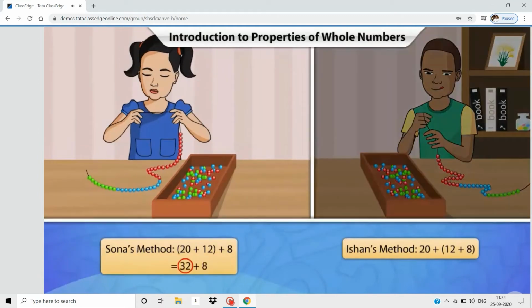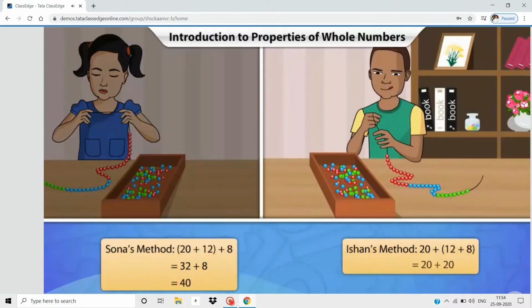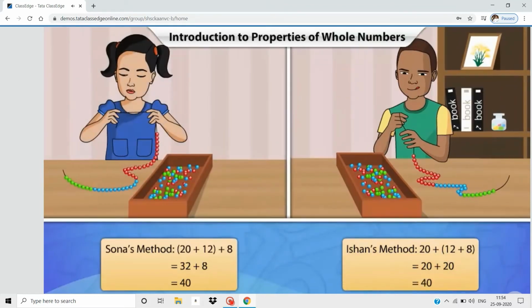Sona gets 32 on adding 20 and 12. Then adding 8 to the sum, that is 32, she gets 40. Ishan gets 20 on adding 12 and 8. Then adding the sum 20 with 20, he gets 40. Yes, they get the same answer.